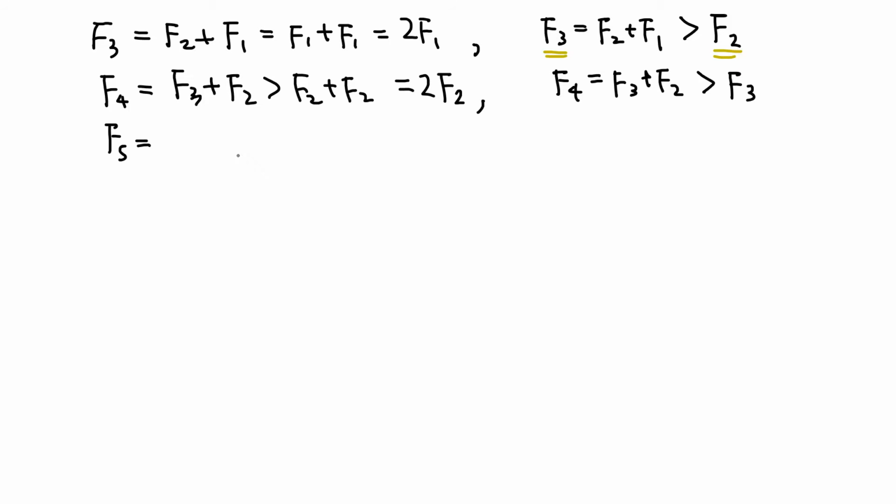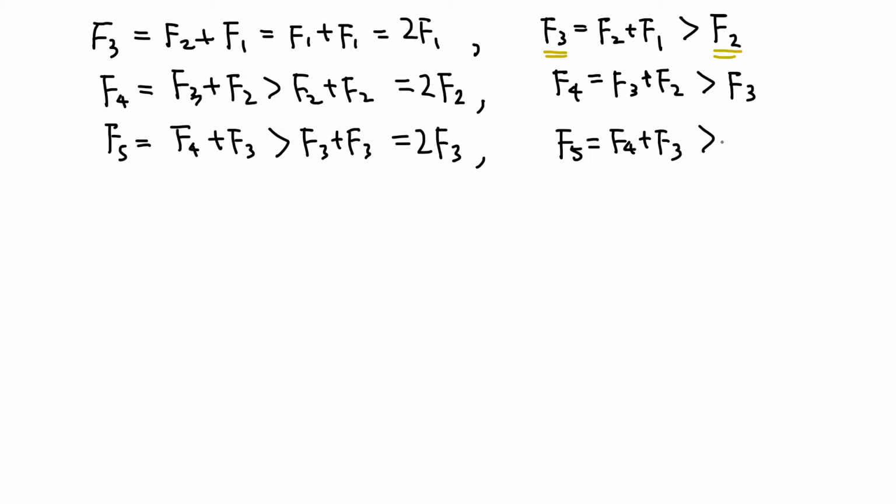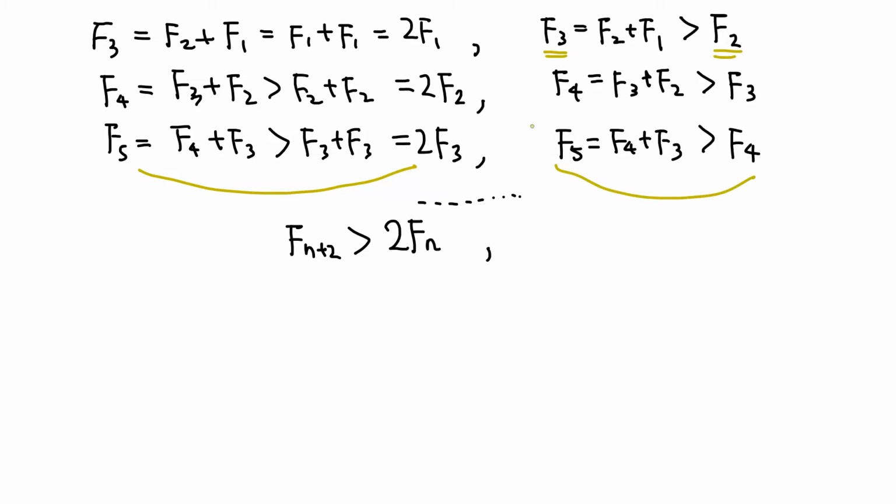And for F5, the process is essentially the same, so let me just quickly write it. This is larger than F3 plus F3, which is 2F3. And F5 is greater than F4. And we can go on and on. So what we finally have here is, from this part, we obtain Fn+2 is greater than 2 times Fn, and from this part, we obtain Fn+2 is greater than Fn+1.